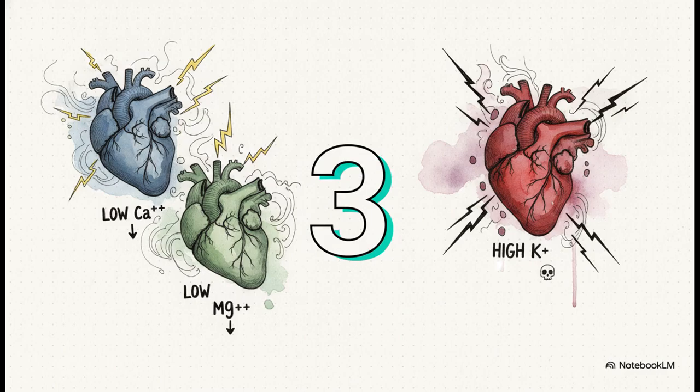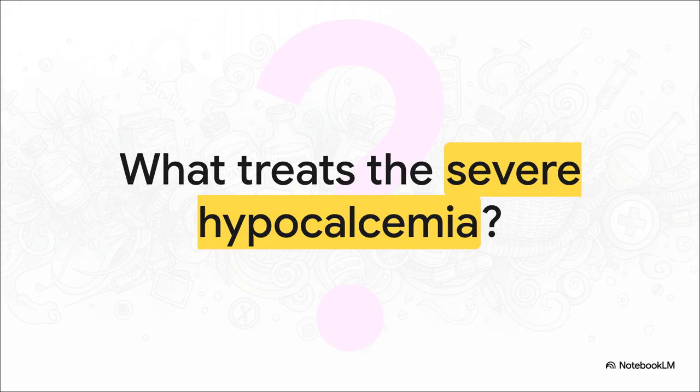Here is that number 3 again, but this time it's highlighting a terrifyingly specific electrolyte triad caused by hydrofluoric acid poisoning. When this acid enters the body, it triggers a dangerous drop in calcium, a dangerous drop in magnesium, and a massive, lethal spike in potassium. It just completely derails the body's electrical system. Which brings us to a critical crossroad.